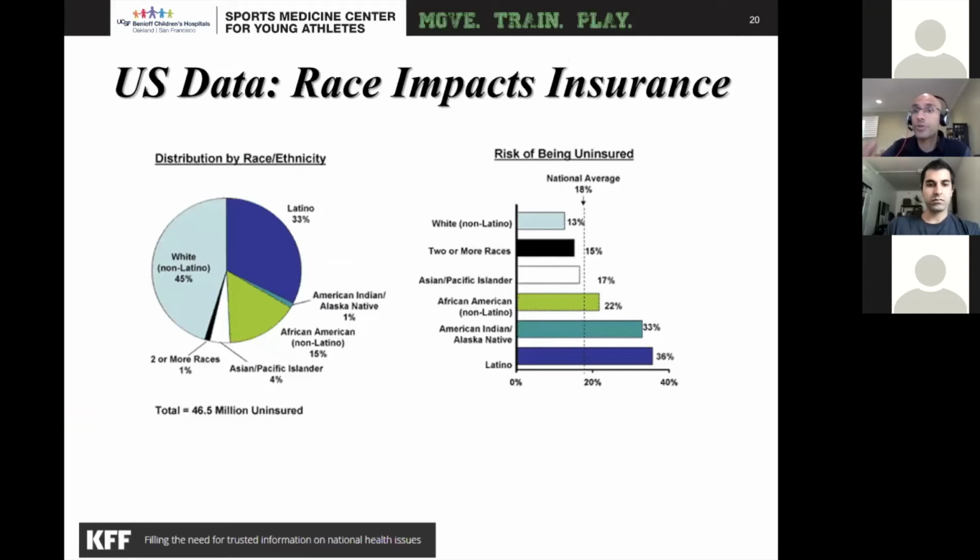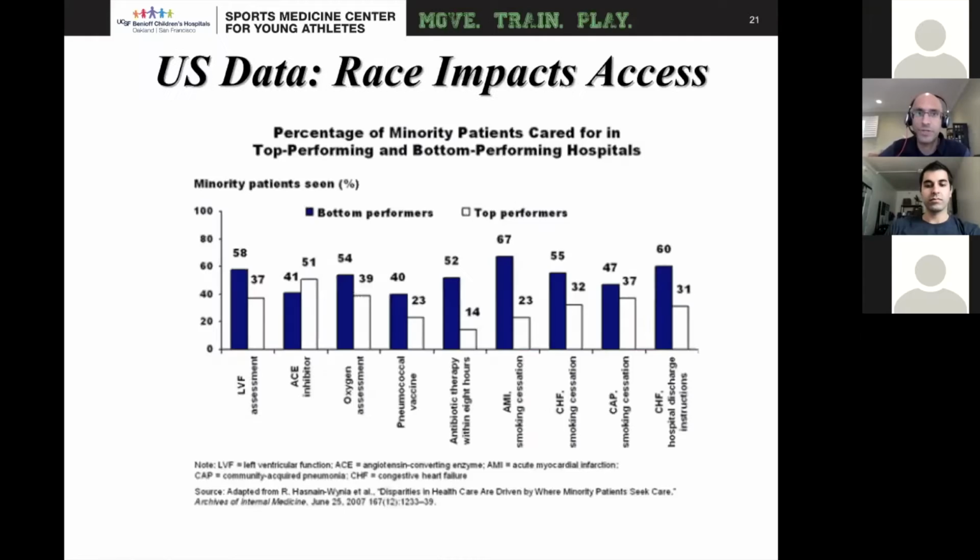It's also important to note that race impacts the type of insurance that you get. We have a tendency to tie race and socioeconomic status, but race also impacts the ability to gain insurance. You can see, obviously, African American and Latino patients are less likely to get insurance, and insurance is intimately tied to the ability to access the healthcare system, particularly in something like sports medicine, which is so dependent on physical therapy and all these ancillary services as well.